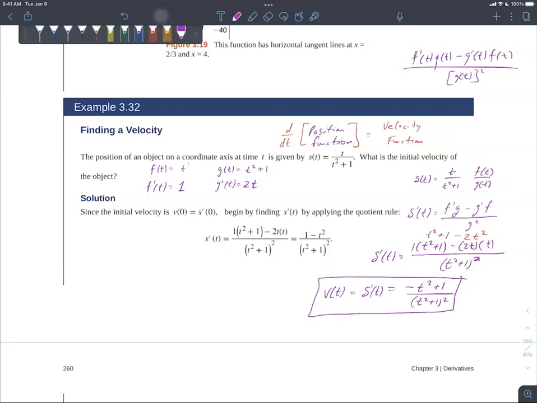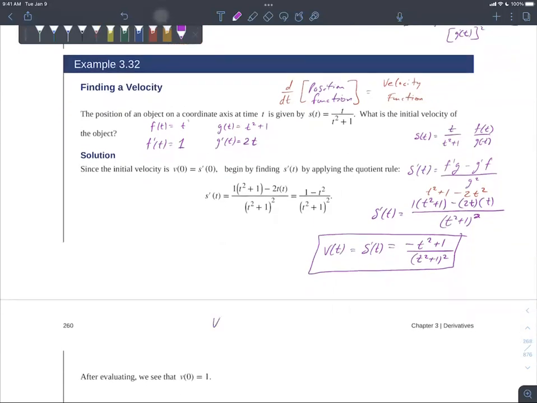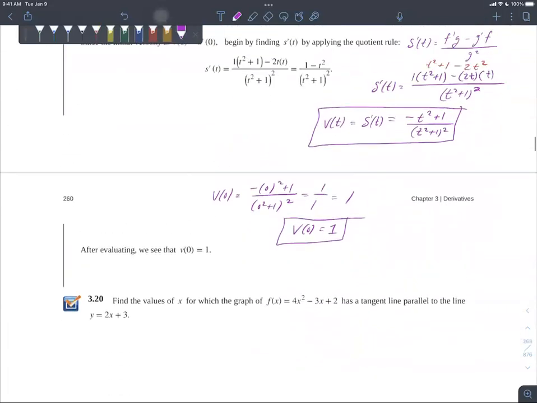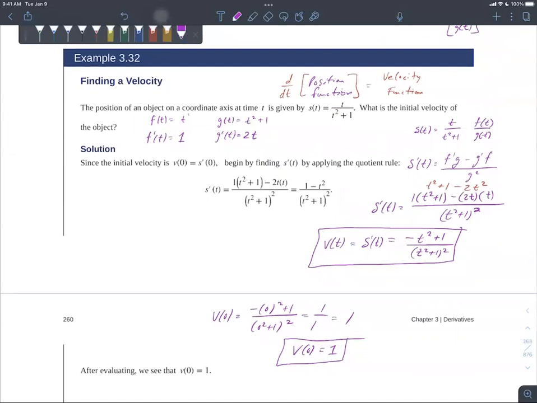And so we wanted to find the initial velocity of the object. The initial velocity of this object is just going to be evaluating this function at 0. That would be negative 0 squared plus 1 over 0 squared plus 1 squared. And this is 1 over 1, which is 1. The initial velocity is 1. It didn't give us any units, so we will leave it just at 1, maybe meters per second or whatever. The units don't really matter in this problem because we weren't given any.